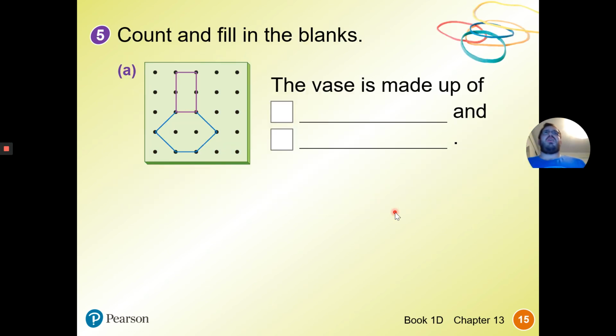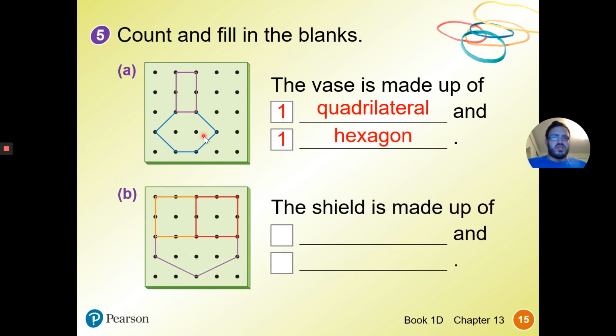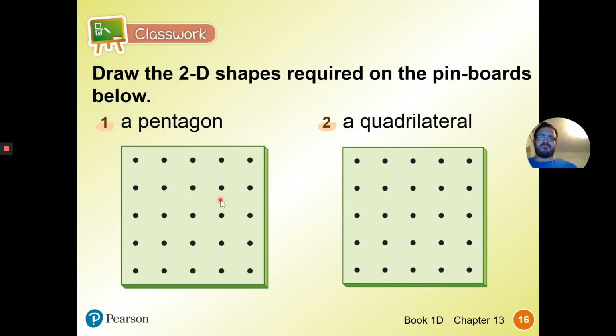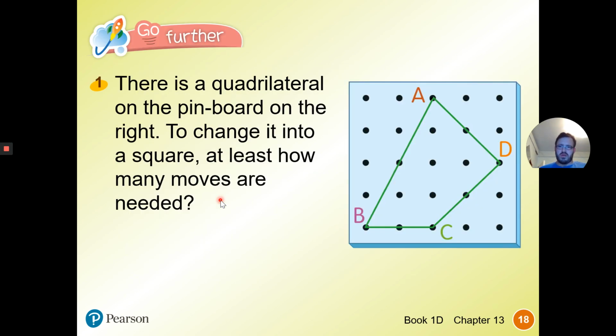Count in and fill in the blanks. The vase is made up of what? Okay, look at this purple shape. That is 1 quadrilateral. And what's on the bottom is a 6-sided shape. So that is 1 hexagon. The shield's made up of 2 squares and 1 pentagon. We've got this 5-sided shape. And then the final piece, this go further section.